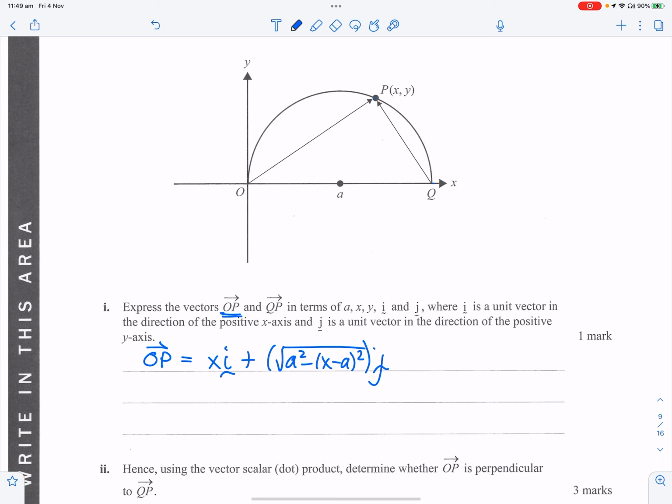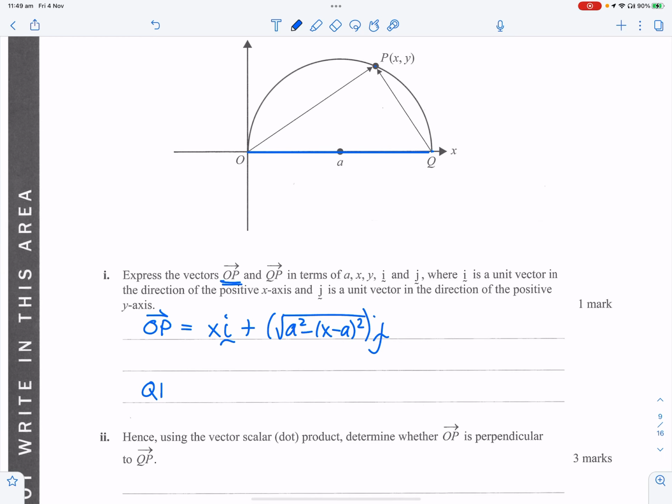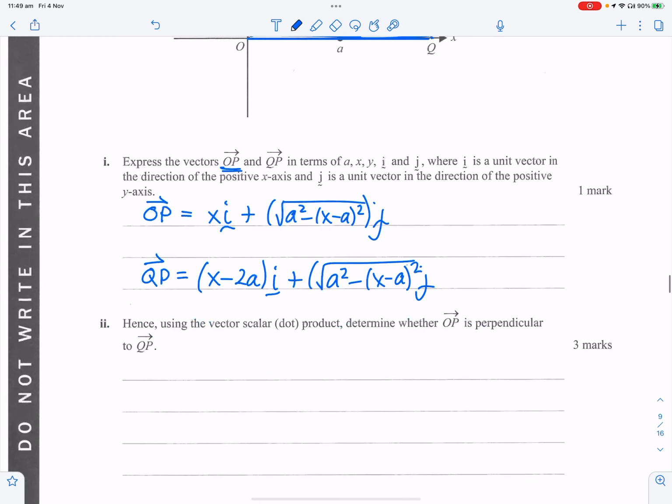Okay, Q to P, we know that's the same as from there to there. Q to P, so negative 2a and then plus x, so (x minus 2a)i plus root a squared minus (x minus a) squared j.